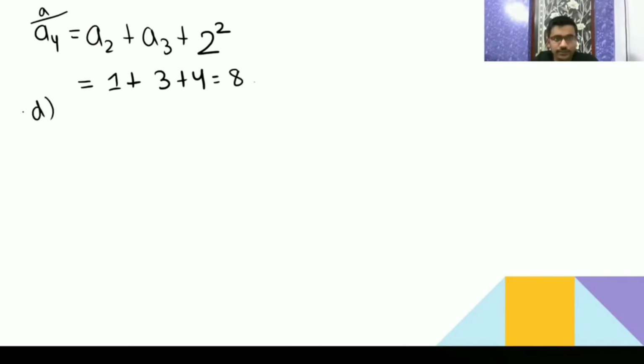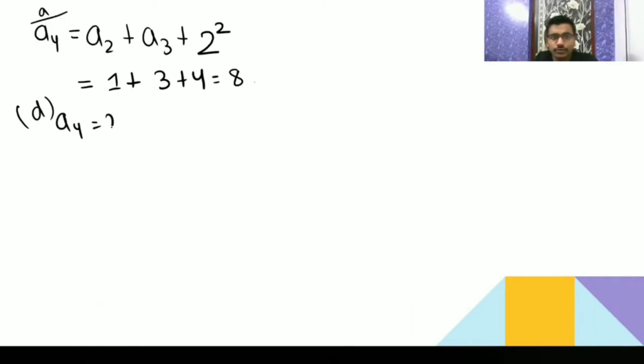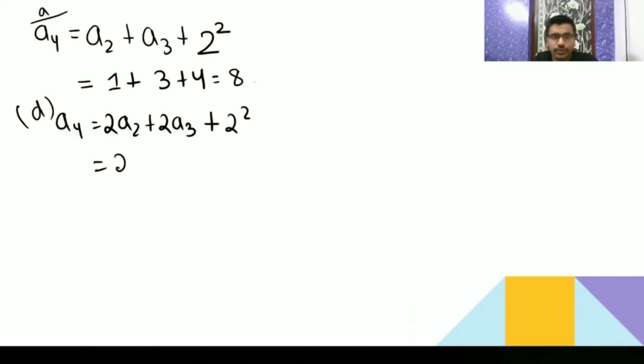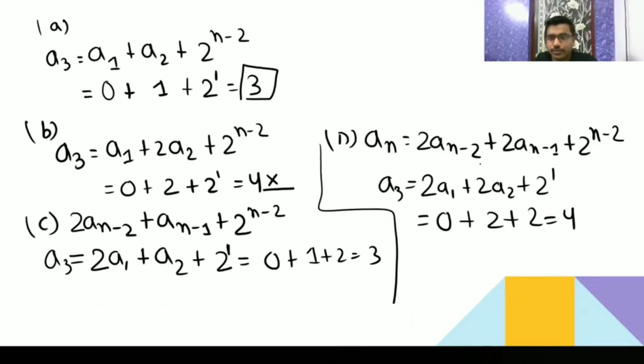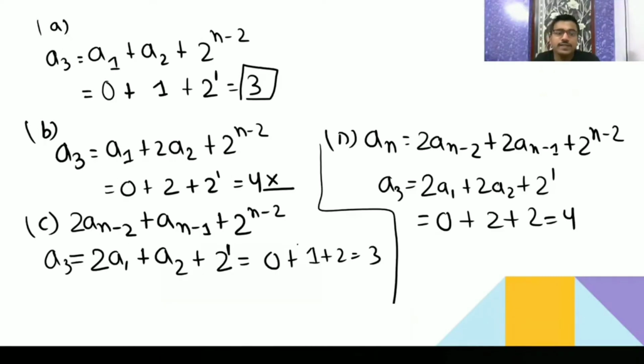Now option D is saying a4 is going to be 2 into a2 plus 2 into a3 plus 2 to the power n minus 2. So 2 into 1 plus 2 into 3 plus 4. So 2 plus 6 plus 4 is also incorrect. So D is also incorrect.